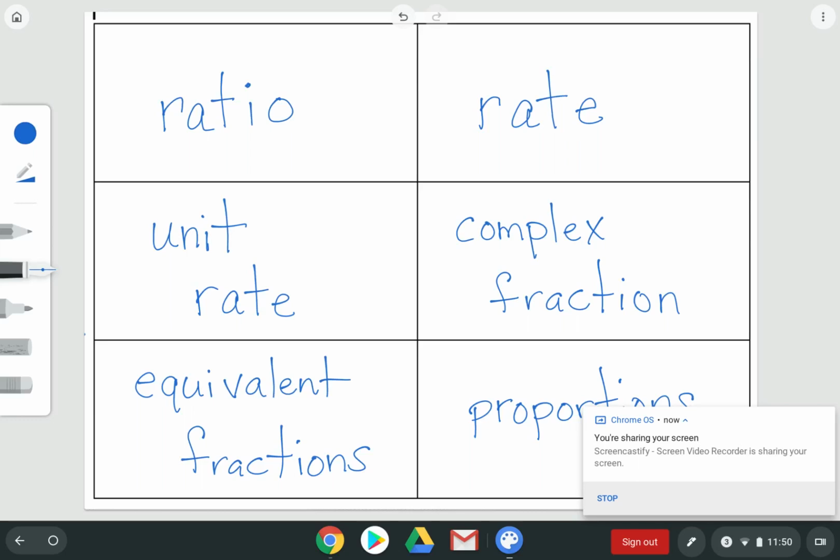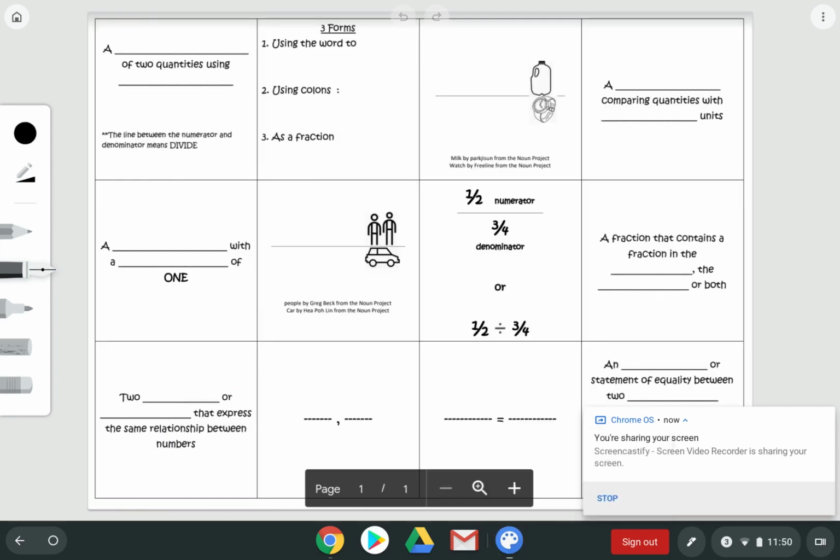So today we're going to talk about some vocabulary. A lot of these words you may be familiar with from the sixth grade. There may be a word or two that is new to you. We're going to talk about a ratio, rate, unit rate, complex fraction, equivalent fractions, and proportions. So I've made a foldable, and those of you traditional students, you will be completing this foldable. Online students, it would not hurt for you to take some notes.